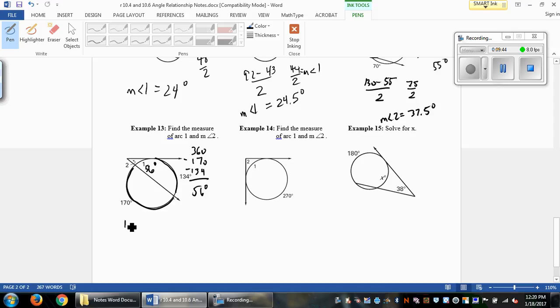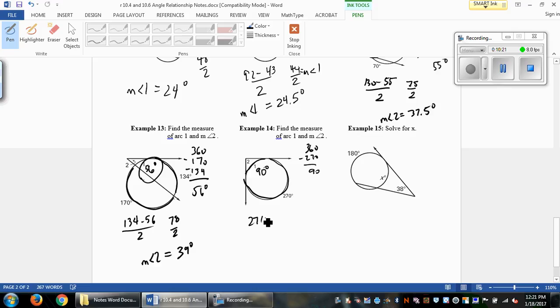And we have 134 minus our interior 56 over 2. And that's going to give us 78 over 2, which is going to leave us with 39 degrees. So 39 degrees, that is the measure of angle 2. The arc 1 measurement right there at 56. Example 14, same thing. We just have to figure it out. If this is 270, I only have one arc left, so 360 minus 270 leaves me with 90, so that's the measure of arc 1.